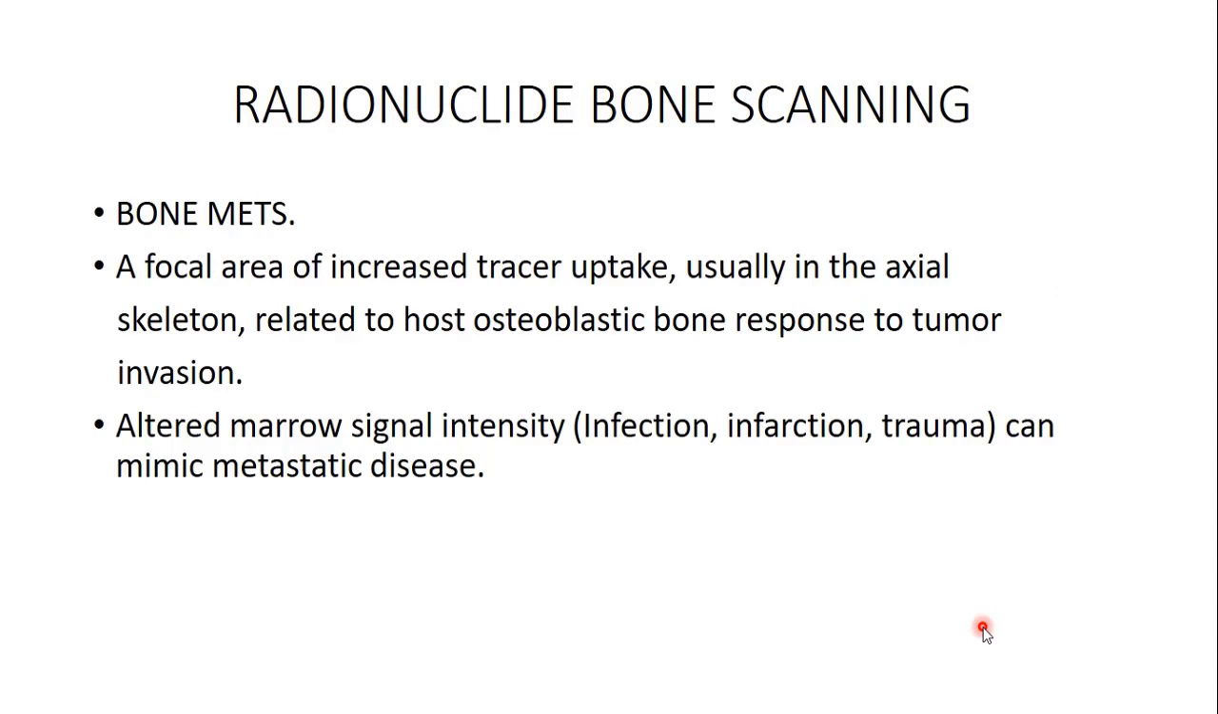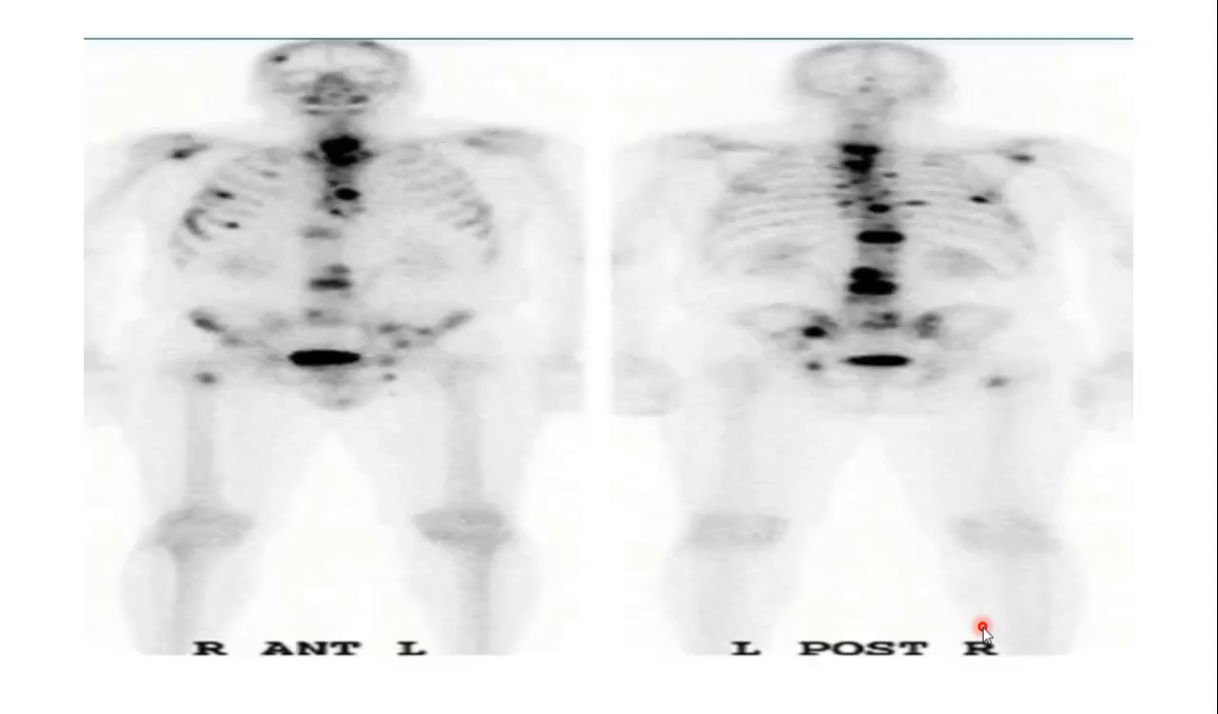Bone scintigraphy or radionuclide bone scanning. It has no role in detection of prostate cancer or its primary staging, but it is the investigation of choice for identifying bone metastasis. A focal area of increased radiotracer uptake is usually found in the skeleton. Whenever prostatic cancer metastasizes to the bone, there is increased osteoblastic activity within the bone, and this is taken up on the radionuclide scanning. Altered marrow signal intensity is also seen in infection, infarction, and trauma, so sometimes they mimic malignancy.